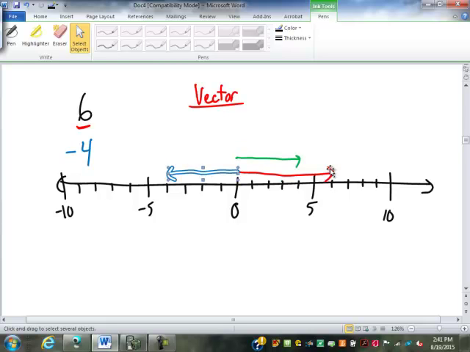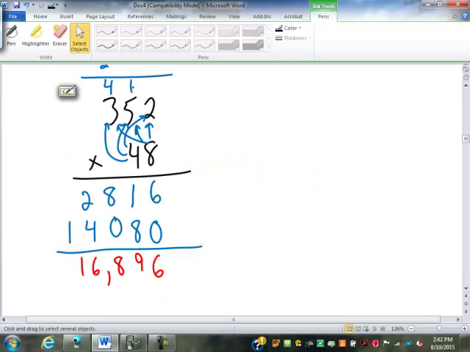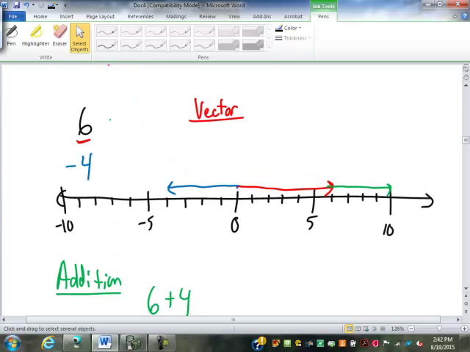Now that we've defined the amounts or the magnitudes, let's look at our most basic operation of addition. The definition of addition is to combine the vectors. 6 plus 4 is telling us take the vector for 6 and the vector for 4 and combine them. Well, the red one is the vector for 6. This green one is the vector for 4. If I combine them, I end up at 10.